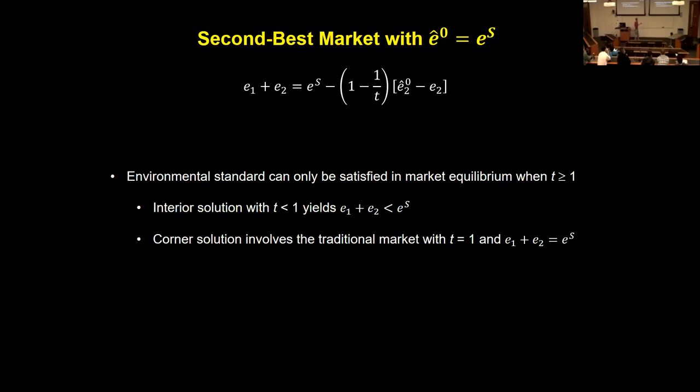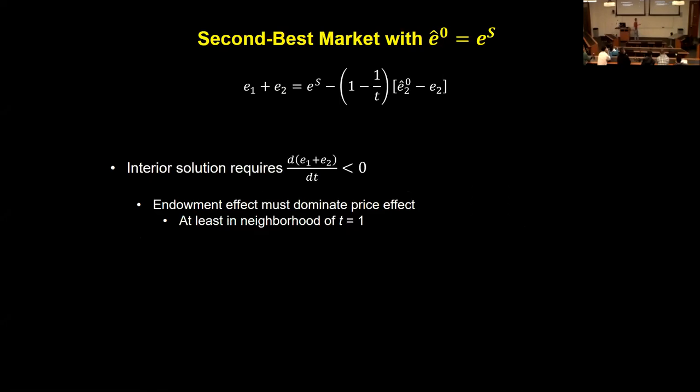So we either get an interior solution or a corner solution. An interior solution is going to, again, require that total emissions, if we're assuming an interior solution, should be less than zero for an increase in T in the neighborhood of T equals one. So if starting at T equals one you increase T a little bit, we should expect emissions to fall in the market solution.